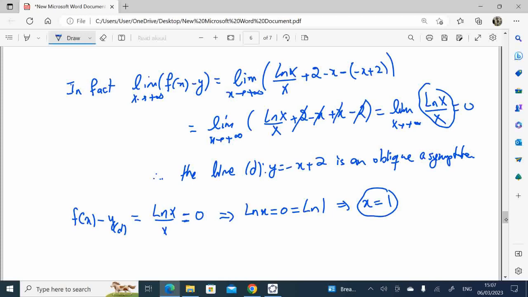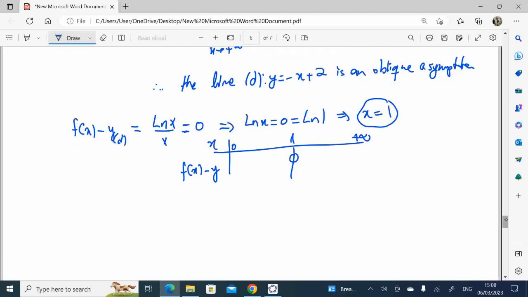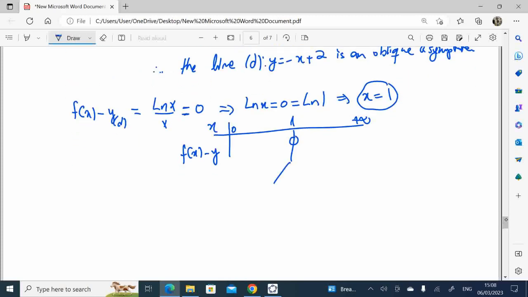Now in order to know the sign of f of x minus y, let us put here, this is x and this is f of x minus y. For f of x minus y, we have the domain first here, it's 0 plus infinity. F of x minus y, it is 0 at 1, so it will be 0 here. It means the two curves intersect here. I may write here C intersect D.